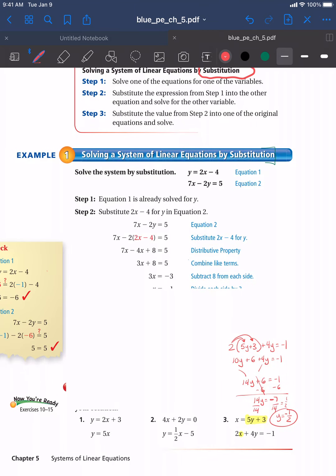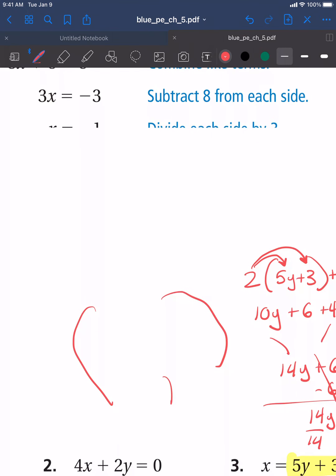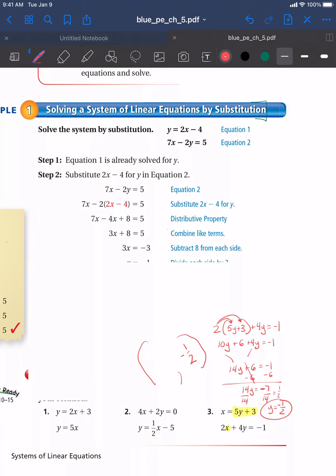So here's where kids mess up. In the coordinate pair, what did I just find? Y. Good. Do not plug this in for x. This negative 1/2 is y. That's where kids mess up. You have to remember to put it where it goes. If you're solving for x, you're finding y, and if you're finding y, you're solving for x.